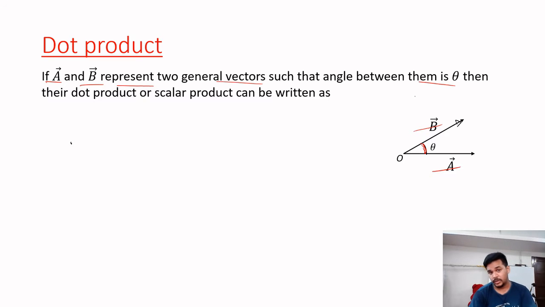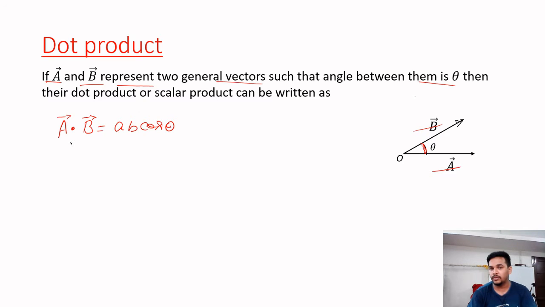Then their dot product or scalar product can be written as A dot B. Dot means we simply represent this product with a dot, that's why it is called the dot product. So the dot product of A and B becomes A B cos theta.